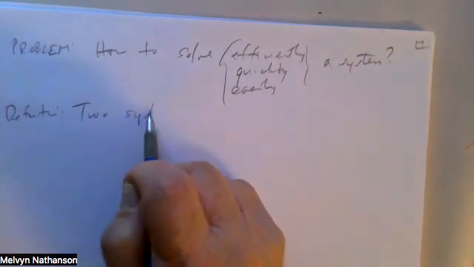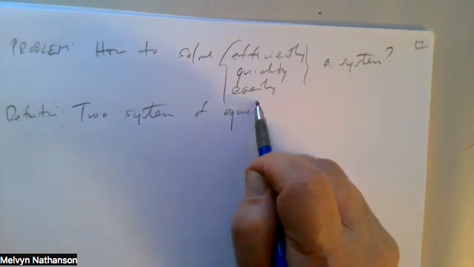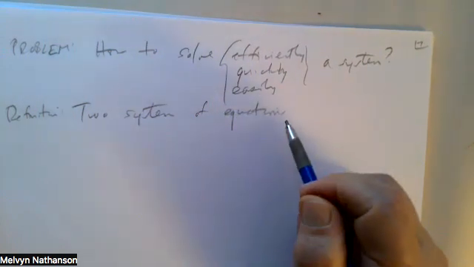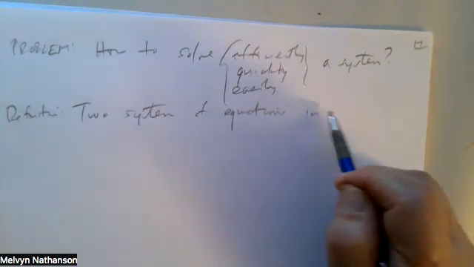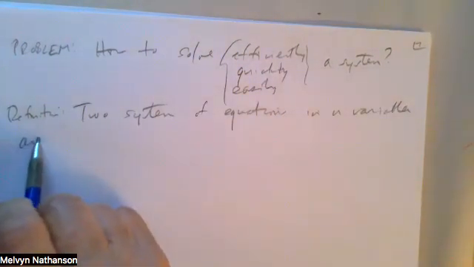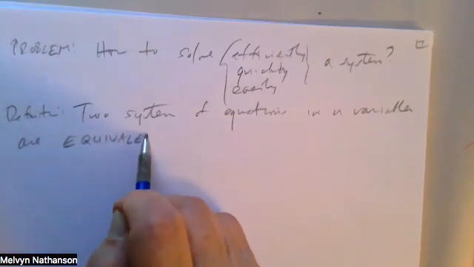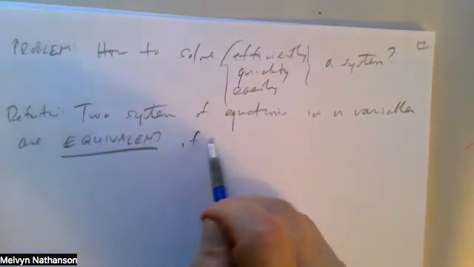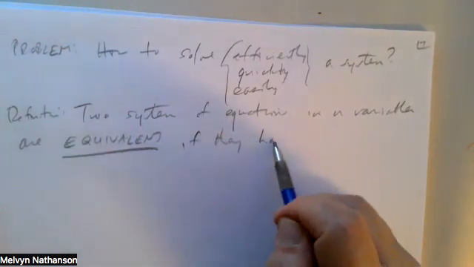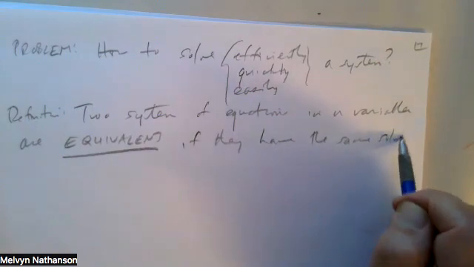Two systems of equations in n variables are equivalent if they have exactly the same solutions.